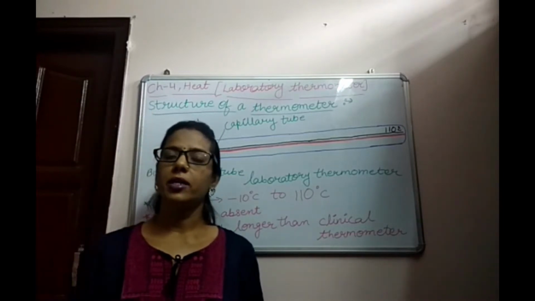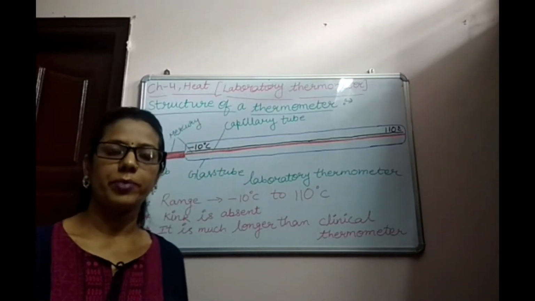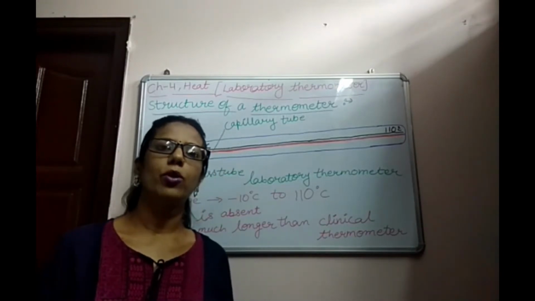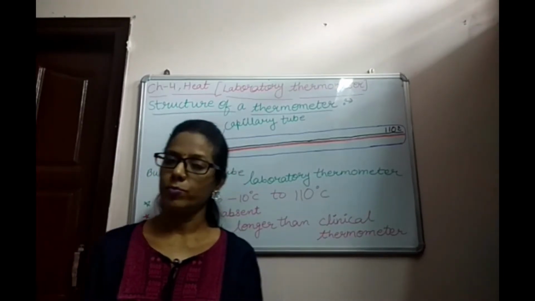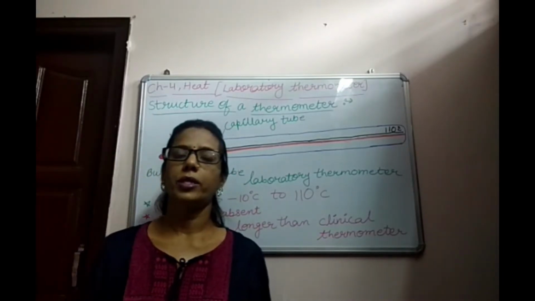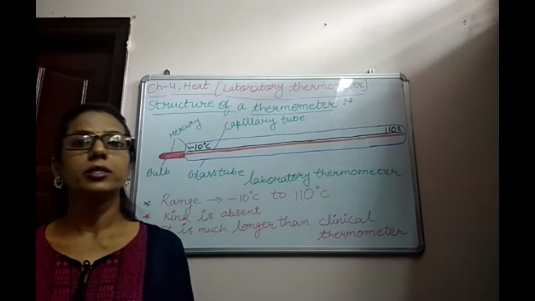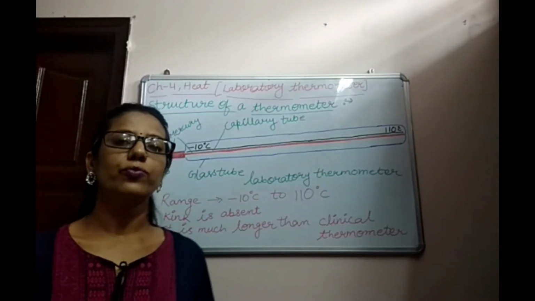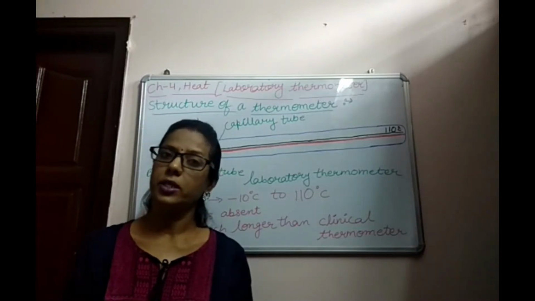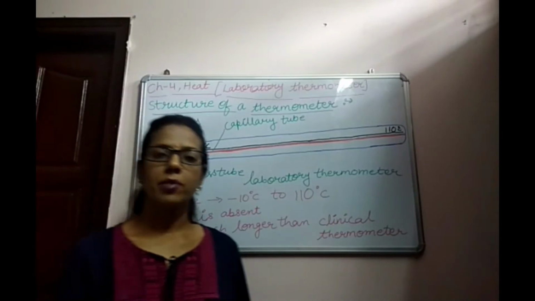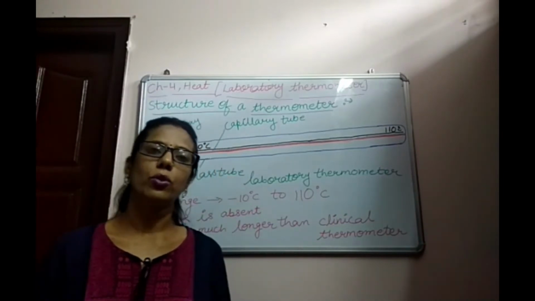As we have learned in the last video, the clinical thermometer is used to measure the temperature of humans and animals' bodies. But we can't use a clinical thermometer for measuring the temperature of any other substance. So there is one more type of thermometer which we can use for measuring the temperature of any other substance, which is known as the laboratory thermometer. And you can find this thermometer in your school lab.